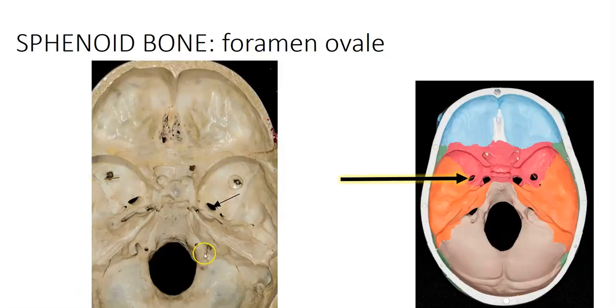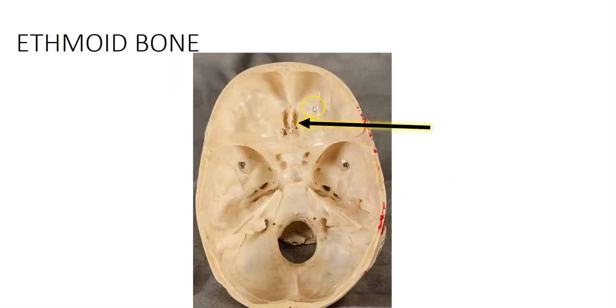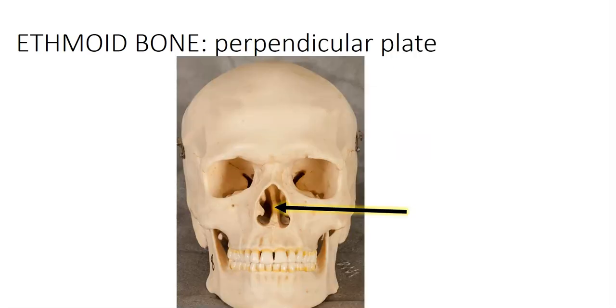This is the foramen ovale in the sphenoid bone. This is the ethmoid bone. And the crista galli, which literally means rooster's comb. It's a sharp process that comes superiorly out of the ethmoid bone and attaches to the meninges of the brain. Here is the perpendicular plate of the ethmoid and divides the nasal cavity into two parts.